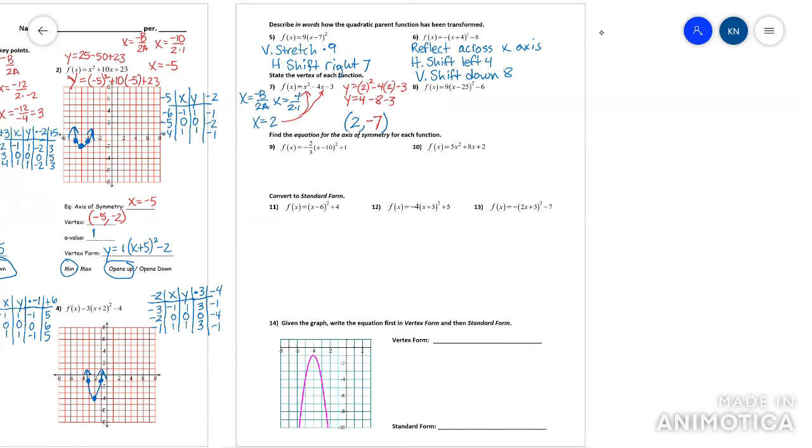Okay, the next one, it's in vertex form, so you can just write your h, k. Remember, your h is lying to you. So this one is just going to be 25, comma, -6.